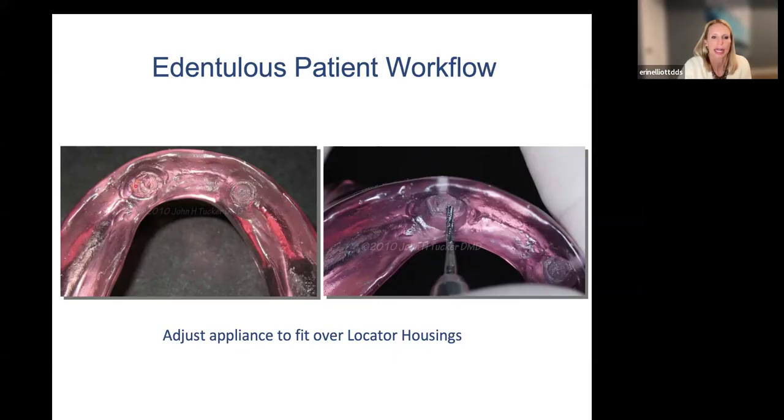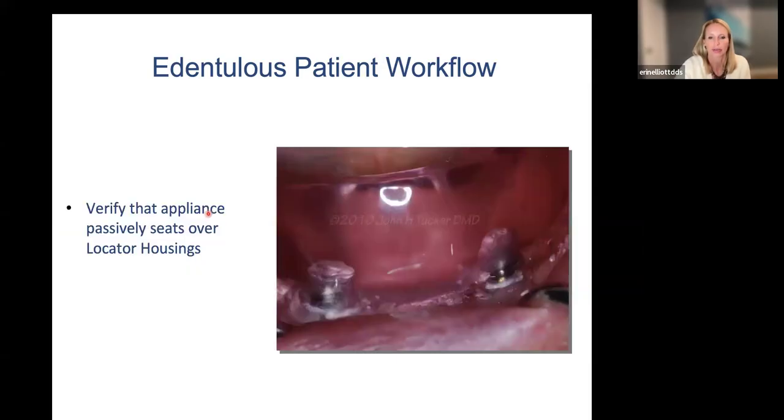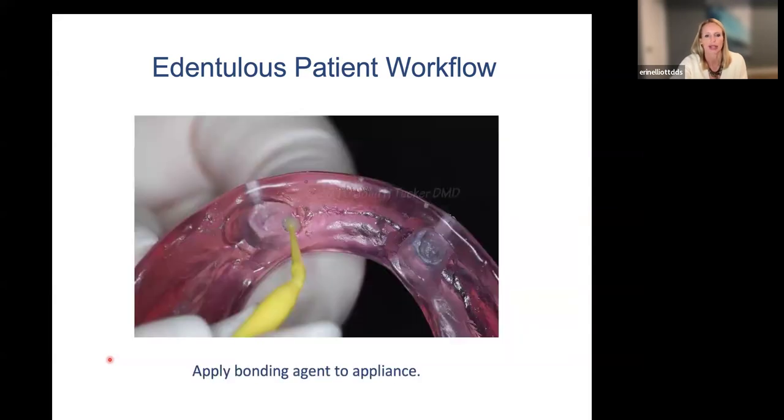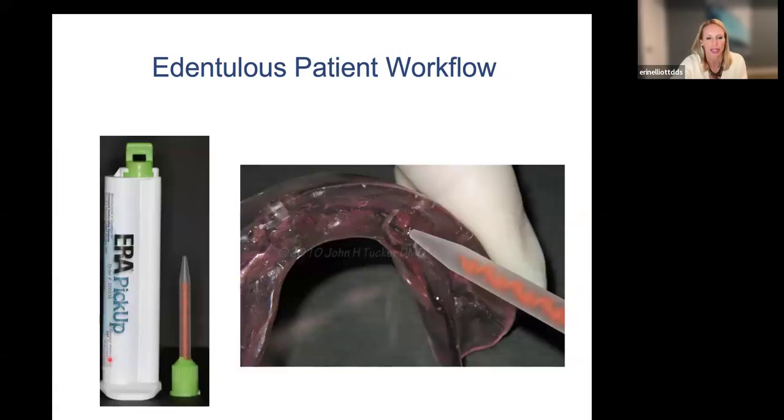We need to make sure there's no binding of that housing at all, because we need the pickup material to be fully around it so that it is retentive and it adheres. So the locator housings have to have clearance, and that's what we can do here. It passively sits, and then we do want a little escape route for that material so that it doesn't escape into and around the abutments. And then we bond to that so that the pickup material will adhere and not come loose.